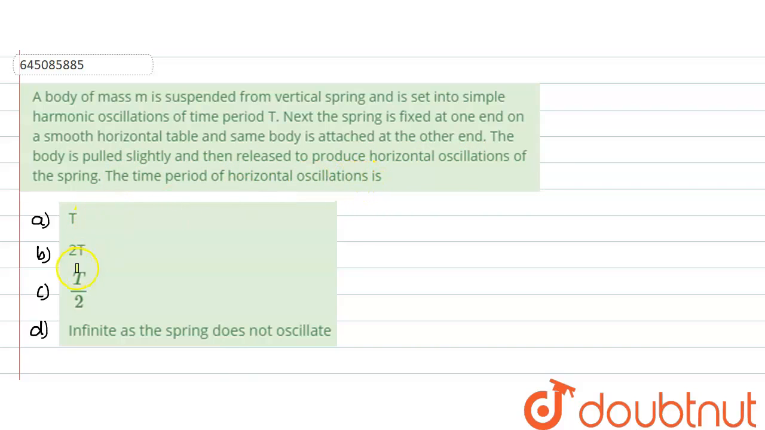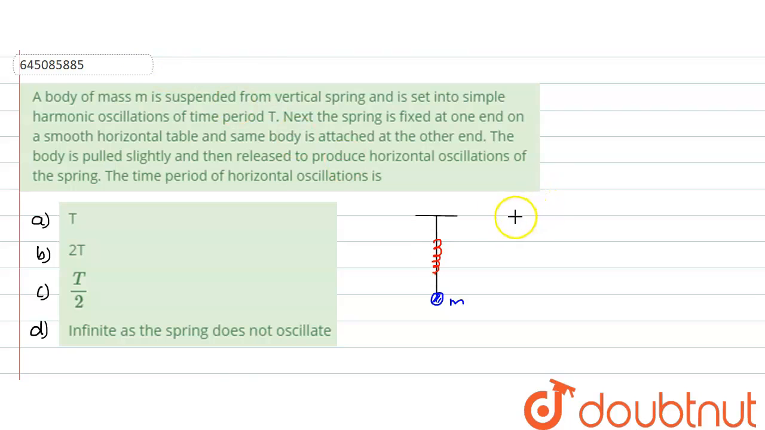Whether T, or 2T, or T by 2, or infinite, as the spring does not oscillate. Now, we know that a spring would oscillate, so this D option would be the wrong option. Now, for the vertical case, if you just draw, let's say this is the situation, and here we have a mass which is attached here. Mass is m. Now this is our spring.